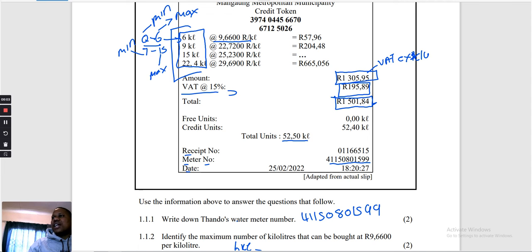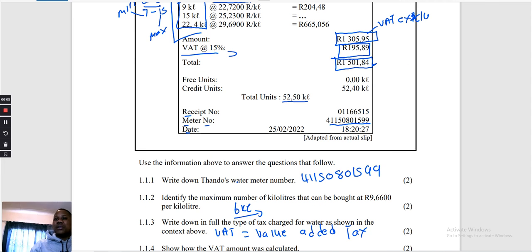Now we are given the VAT exclusive, and we need to calculate the VAT amount. So what are we going to do? We're going to say 1305.95 multiplied by... what is it that we need? Remember, we have the 100%, we have the 15, and then we have the 115. So this is the VAT exclusive, this is the VAT, this is the VAT inclusive.